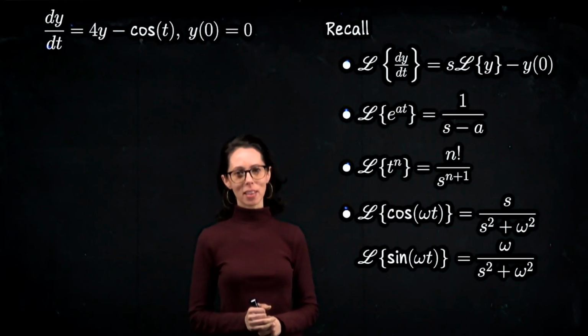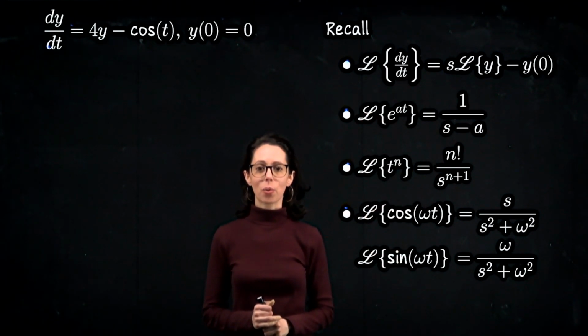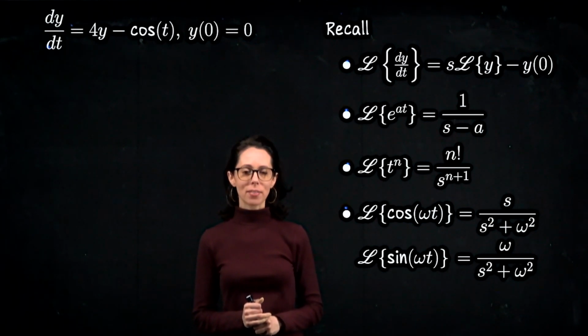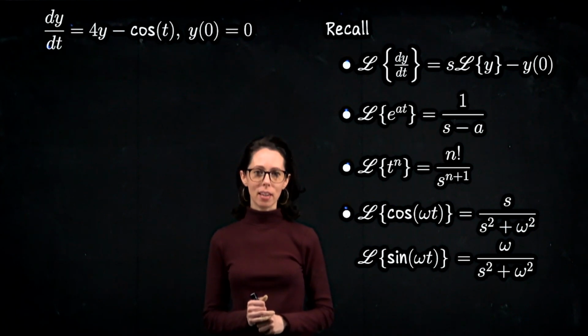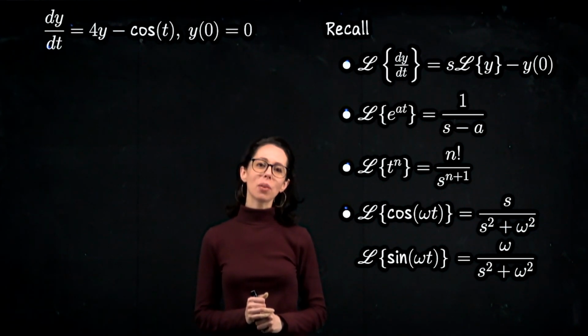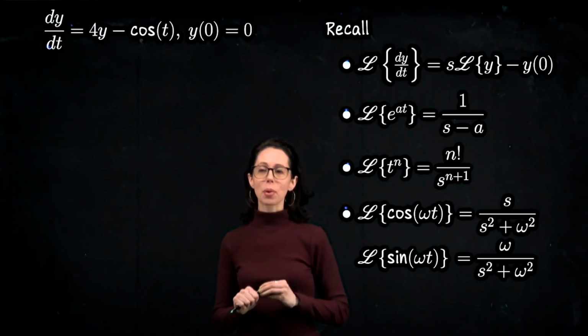Now we're going to use the Laplace transform together with some of these facts that we've collected about it in order to solve this differential equation. We would like to find the function y of t satisfying dy/dt equals 4 times y minus cosine of t, with an initial condition that when t equals 0, y equals 0.